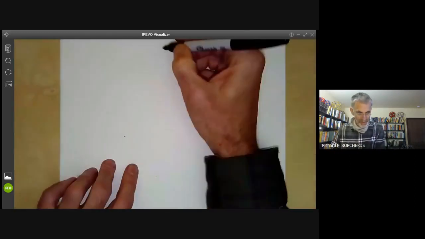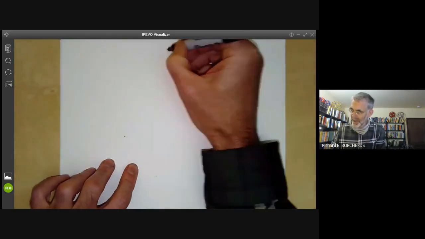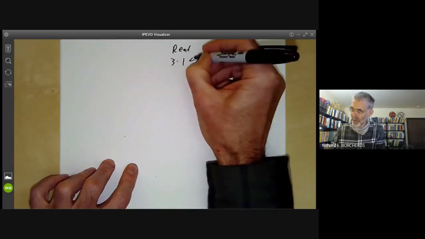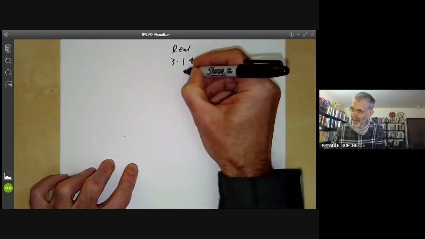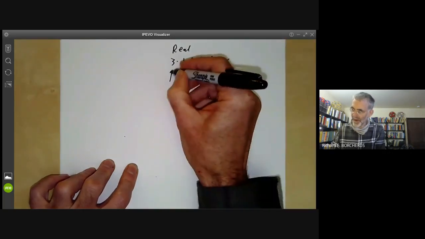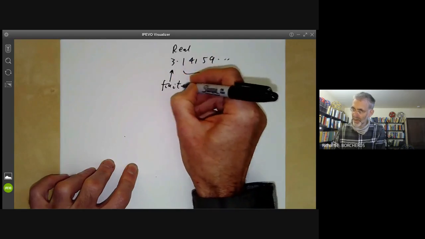So real numbers look like this. Here we have a real number, might look like 3.14159 and so on. And here we have an infinite string, and here we have a finite string before the point.